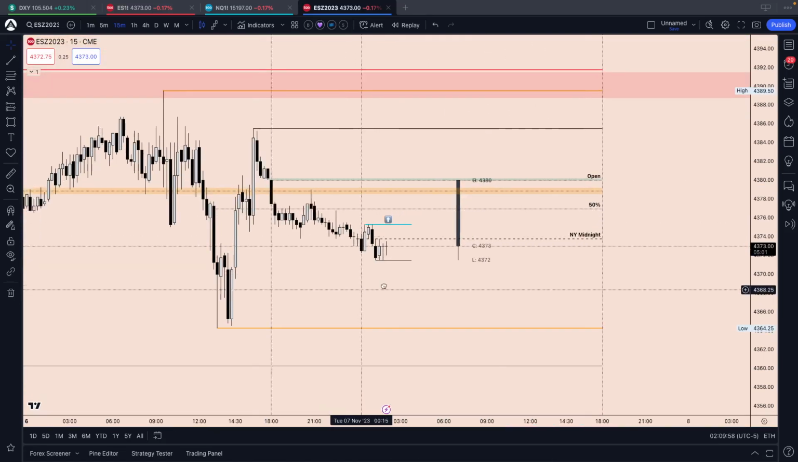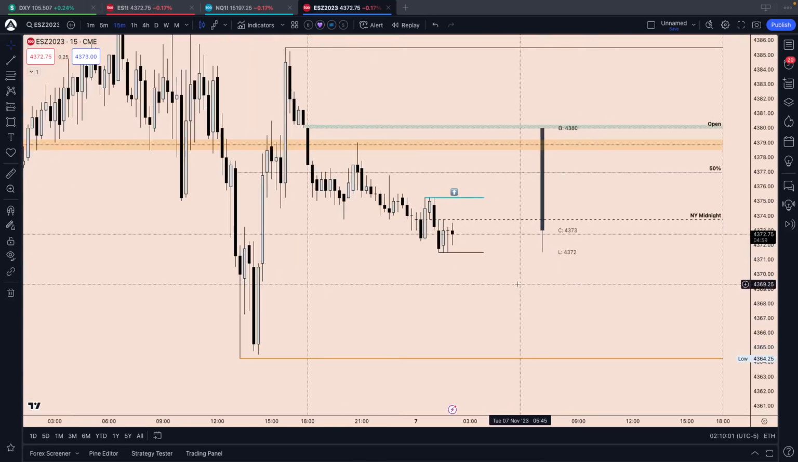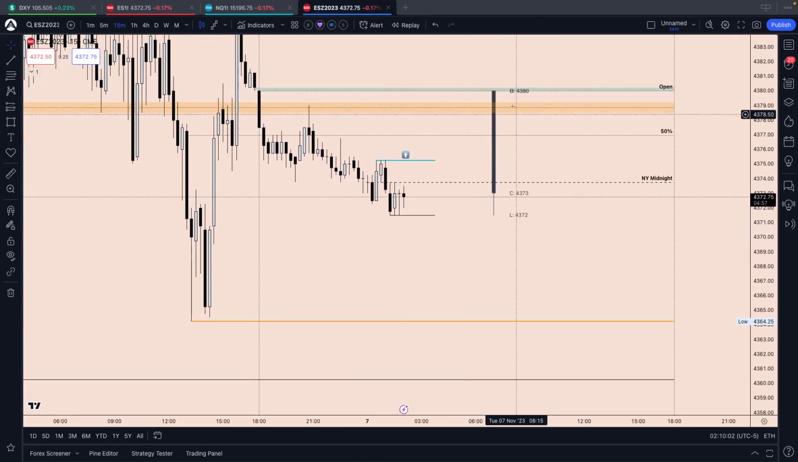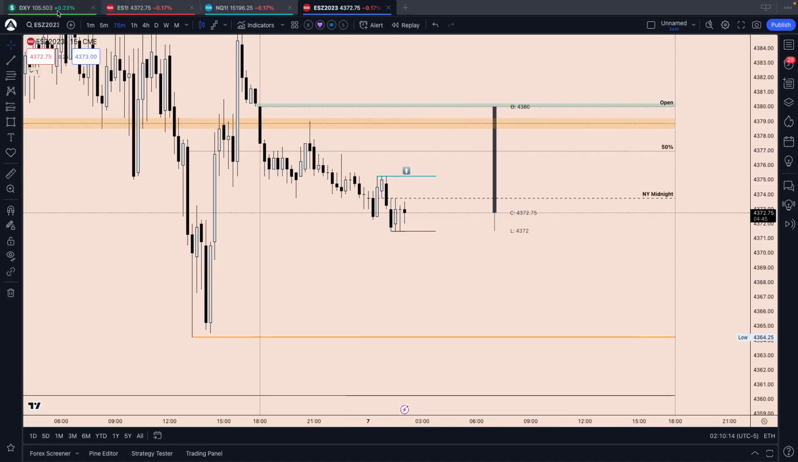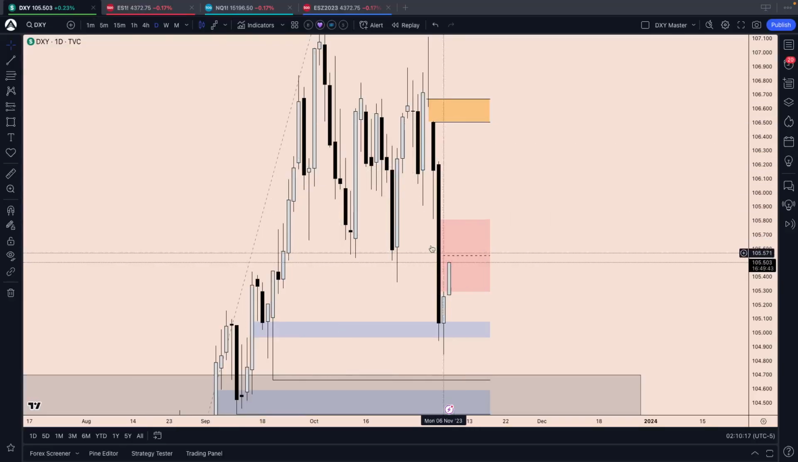Buy side liquidity, and right now we're just going to follow market structure. You can see the daily candle has no wick to the upside. Pretty rare that happens, that we start bearish right through Asia and don't even tick above it. DXY is pushing.